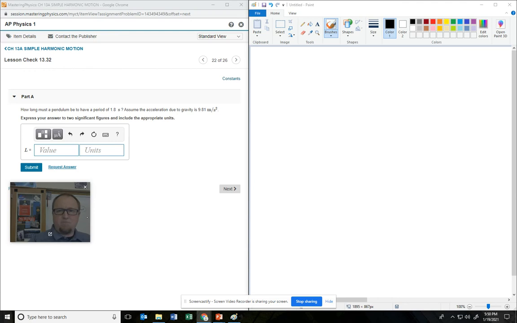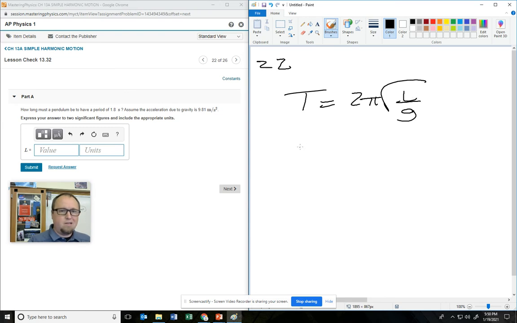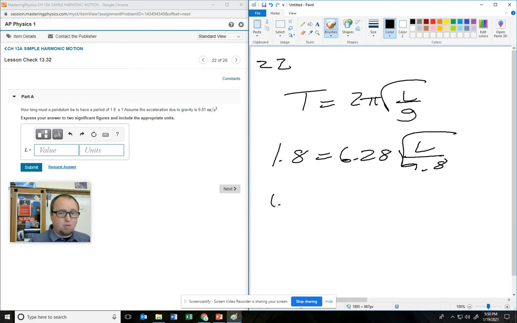How long does the pendulum have to be? I'm just going to set this one up. 22. Period is 2 pi square root of L over g. So if its period is 1.8, square root of L over, make sure you use 9.8. So divide by 6.28 first.